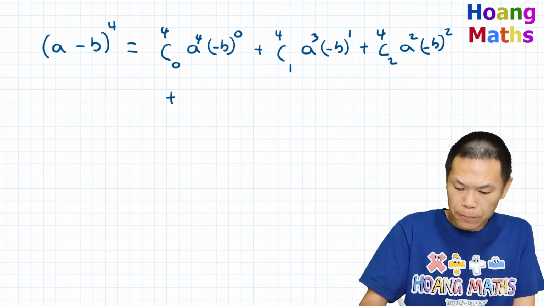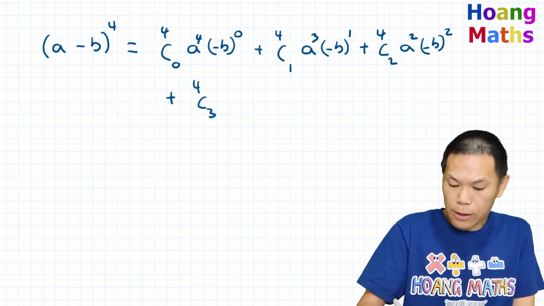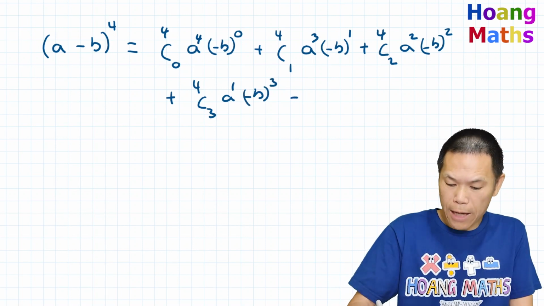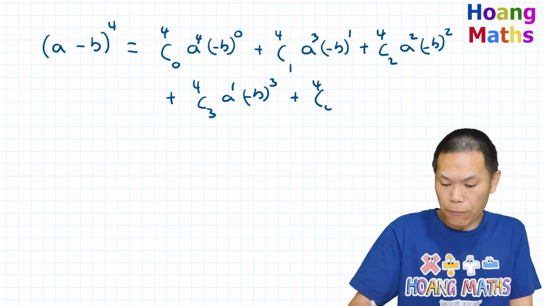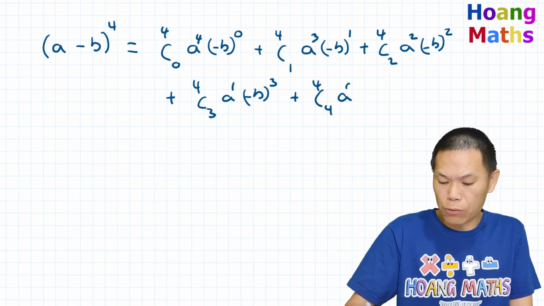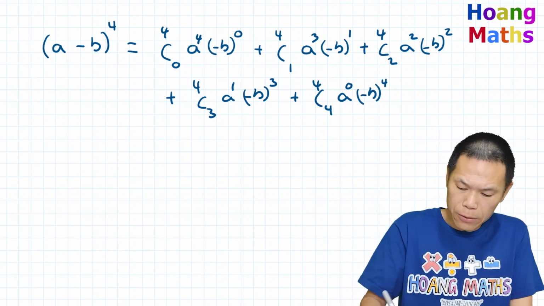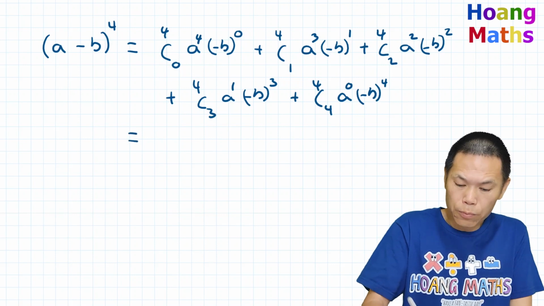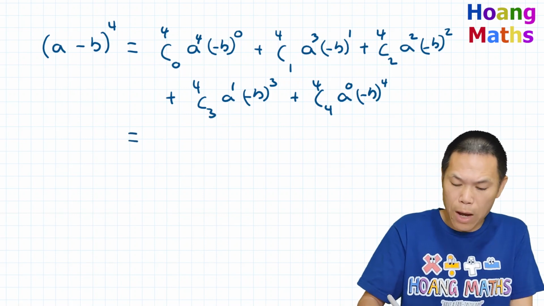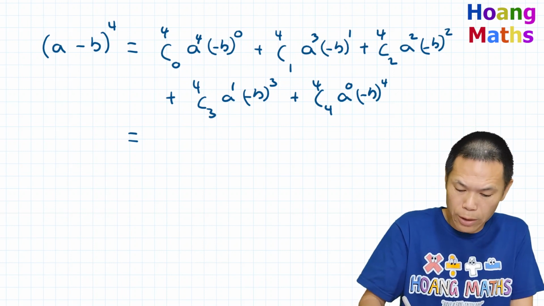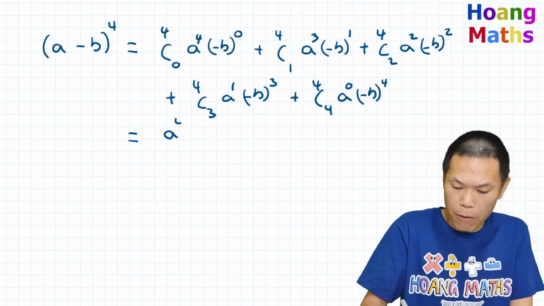And then we add 4C3, a, negative b power 3, so that should be 1. And then we add 4C4, a power 0 and negative b power 4. Now we can just use the calculator to evaluate these values. So first of all, 4C0 is 1, and then negative b power 0 is 1. So therefore, the first term is a power 4.